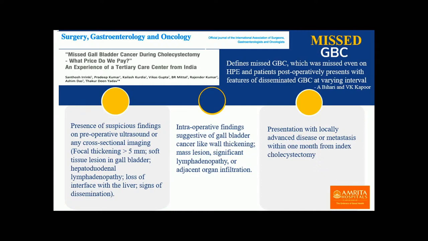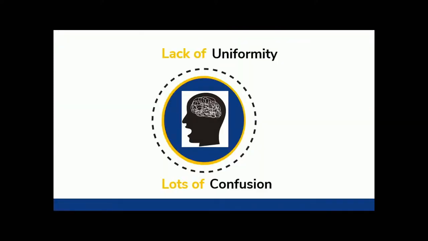Kapoor, in the paper, told that it actually is a misnomer, and the actual missed gallbladder cancer should be ascertained only in those cases where, even after a histopathological examination following a routine cholecystectomy, the patient has presented within 1 month with distant metastasis. So this lack of uniformity in definition may lead to a lot of confusion, both in terms of management, the consensus, and also research.